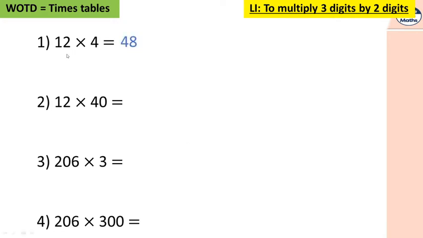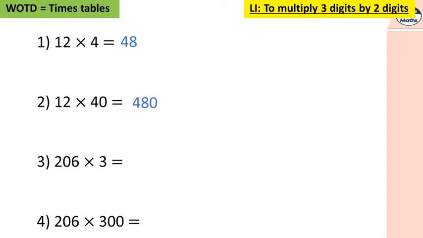You might notice some similarities here. So 12 times 4 is there, plus you times that 4 by 10 here. So this answer should be 10 times bigger. So 12 times 4, if you times that by 10, you get 12 times 40. So 48 times 10. Everything moves one place value column to the left, the 10s to the hundreds, the 1s to the 10s, and you get 480.